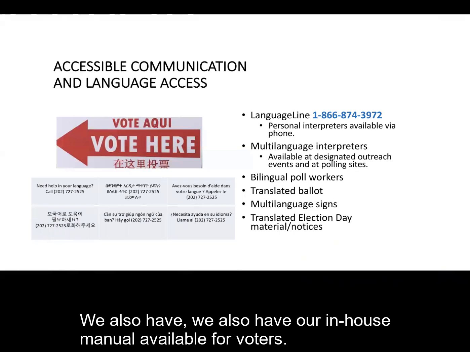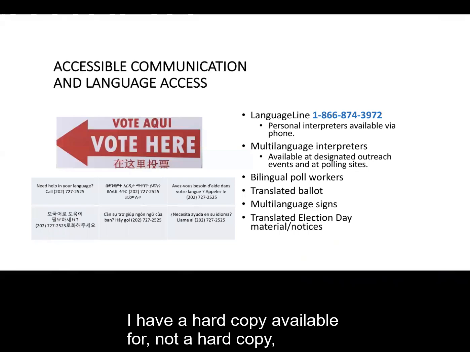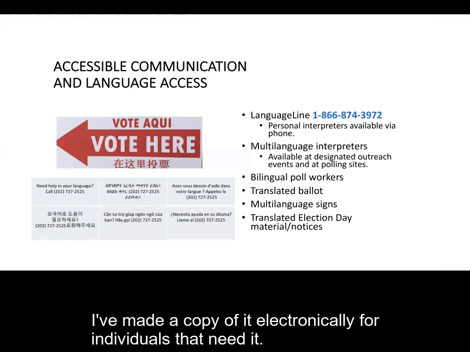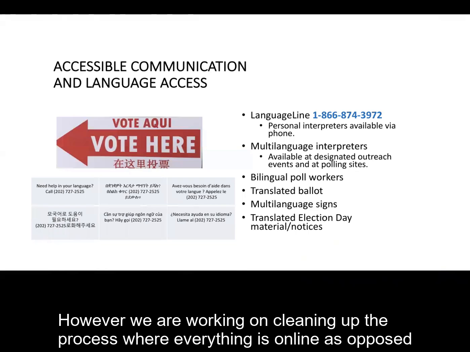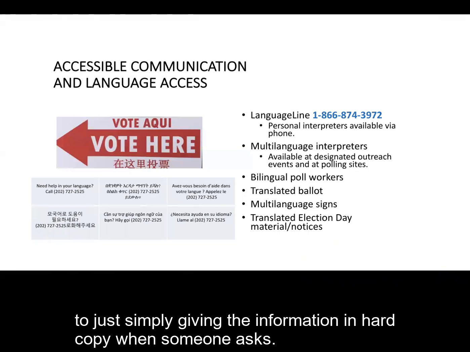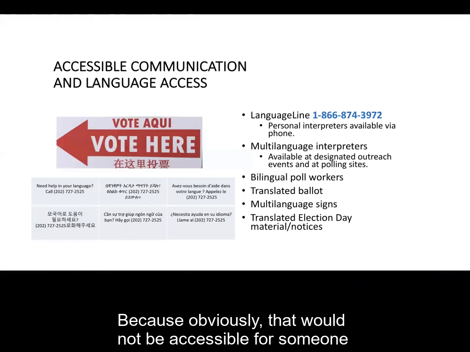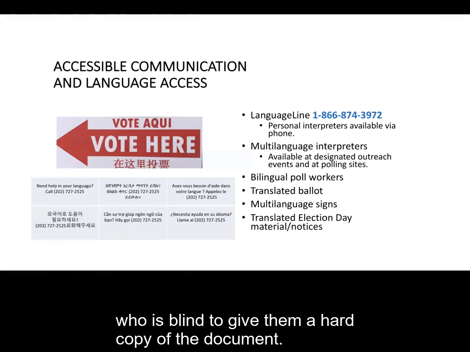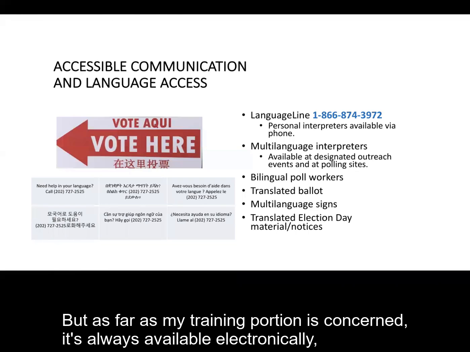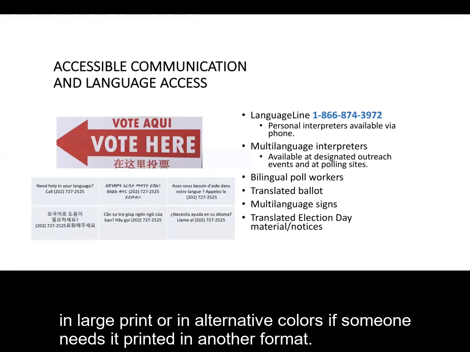We also have our in-house manual available for voters. I've made a copy of it electronically for individuals that need it. However, we are working on creating a process where everything is online as opposed to simply giving the information in hard copy when people come to class, because obviously that would not be accessible for someone who's blind. But as far as my training portion is concerned, it's always available electronically, in large print or in alternative colors, for someone who needs it printed in another format.